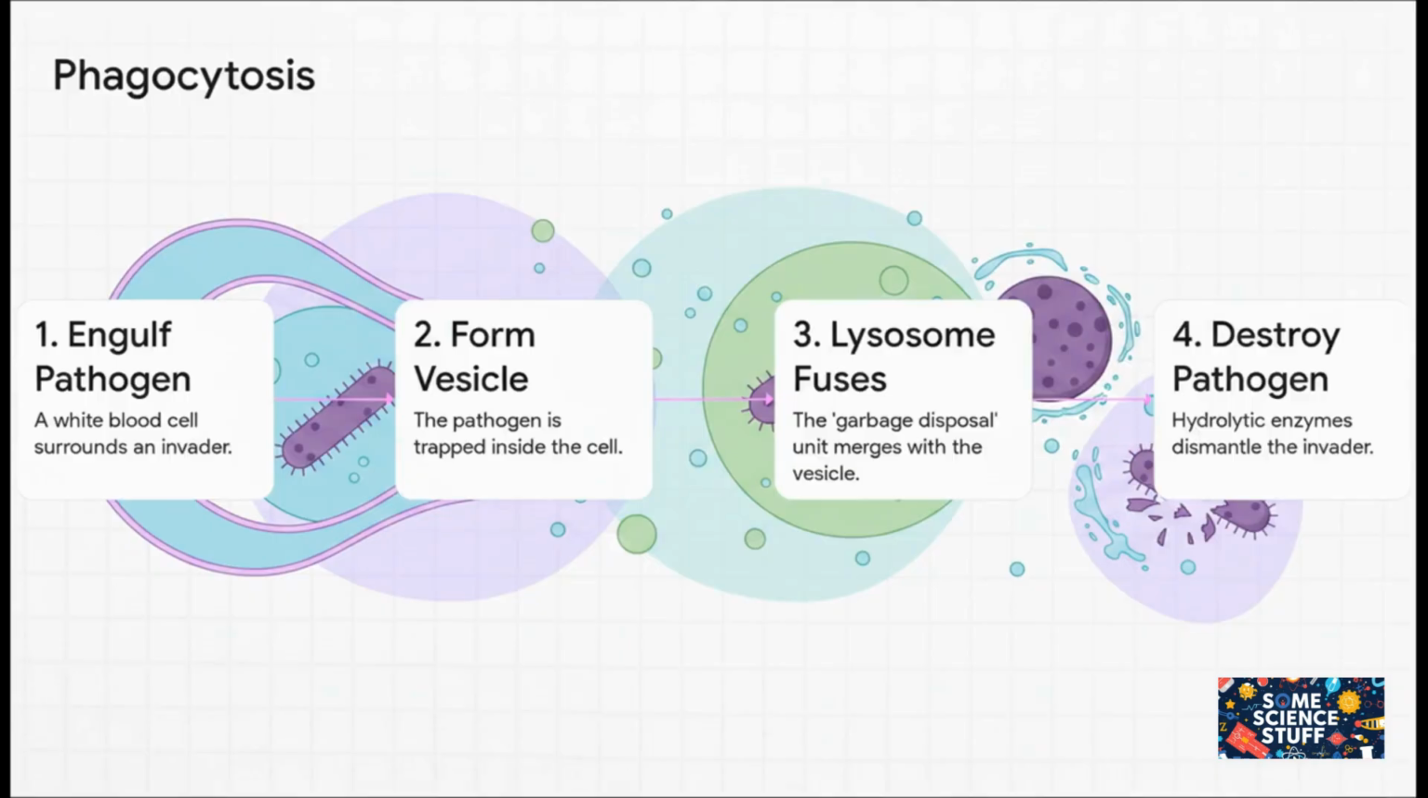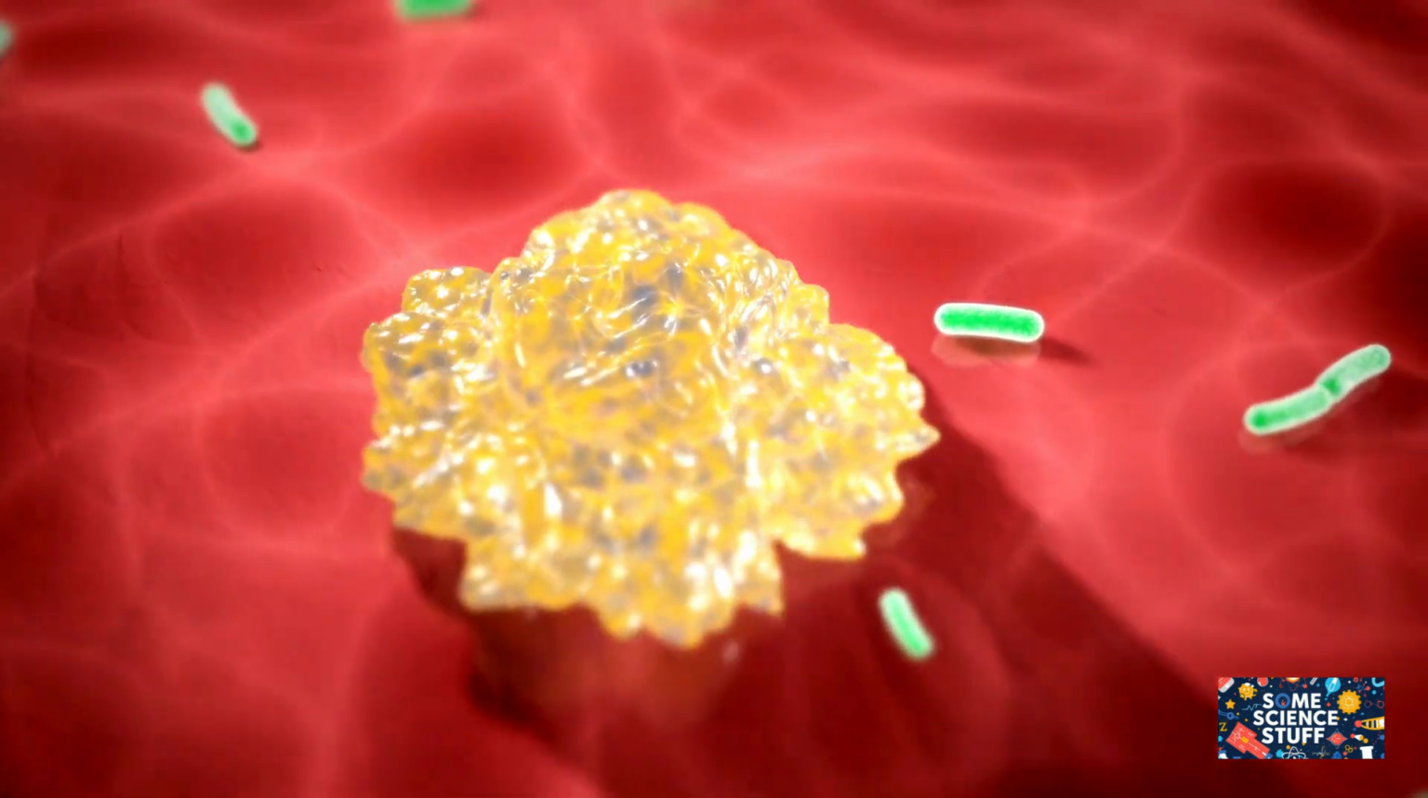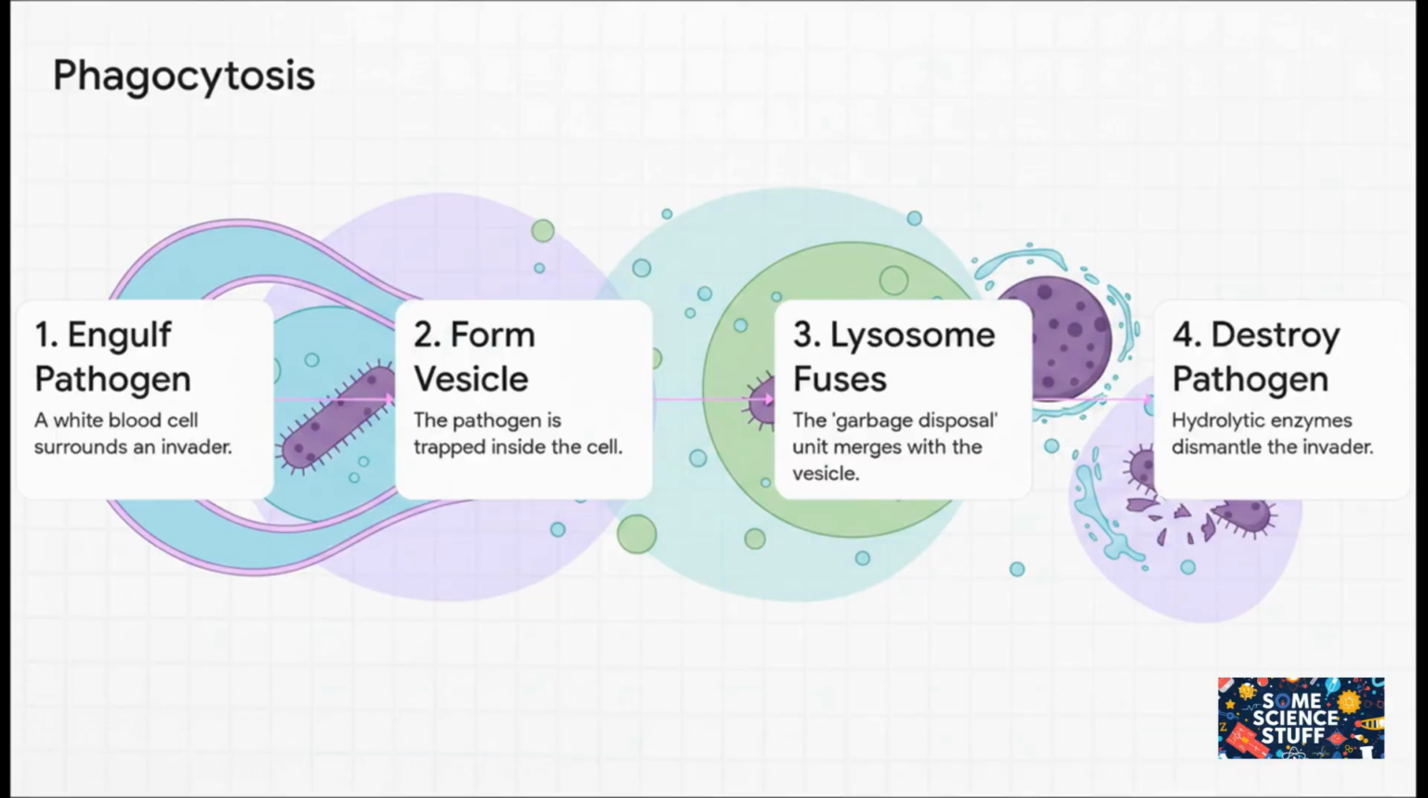Let's actually watch these lysosomes in action during a process called phagocytosis. So a white blood cell engulfs a harmful bacterium, trapping it inside a vesicle. Then, a lysosome comes along and fuses with that vesicle, releasing its powerful enzymes to completely dismantle the pathogen. It's a perfect example of cellular defense at its finest.